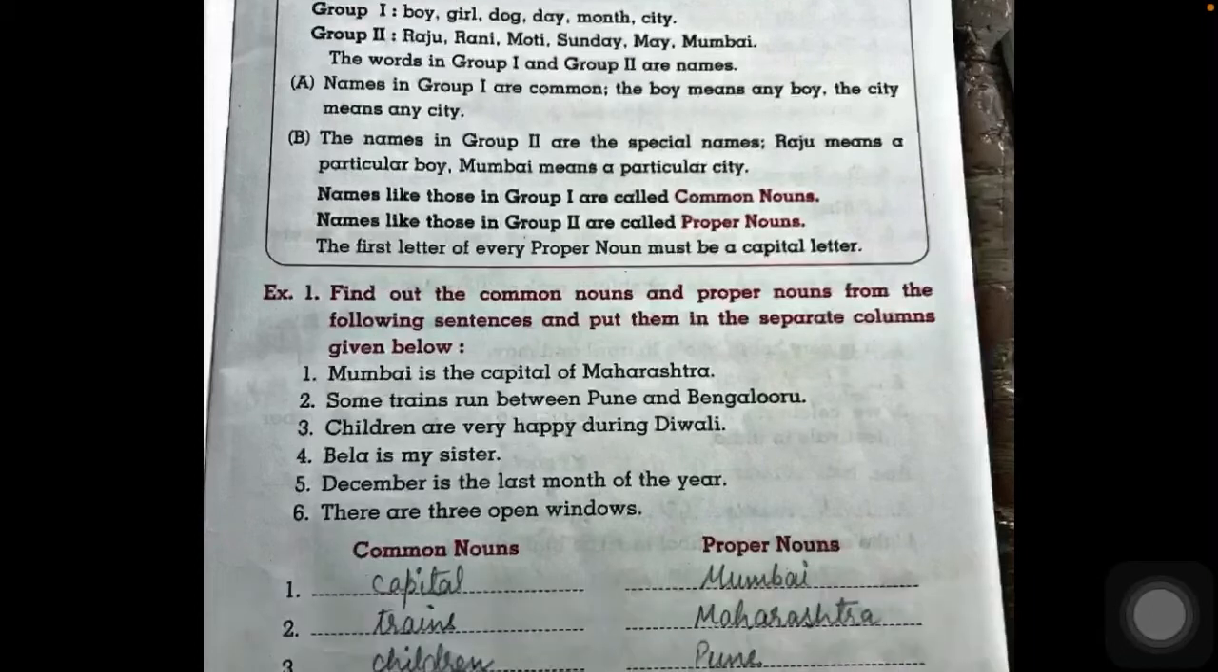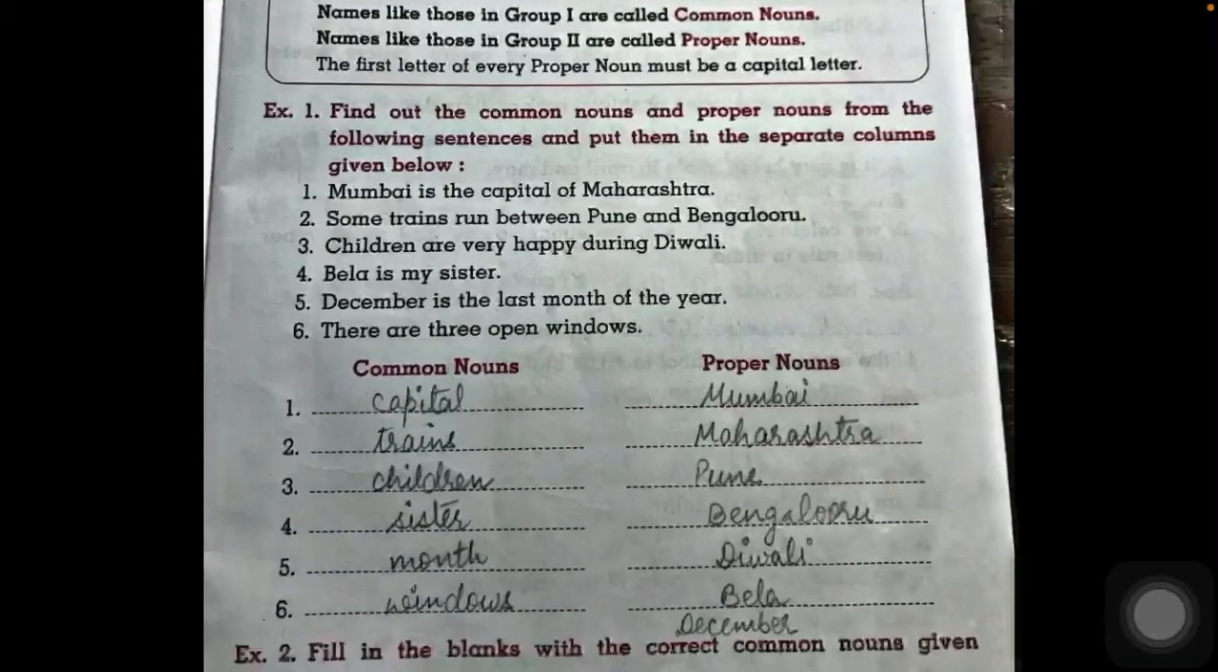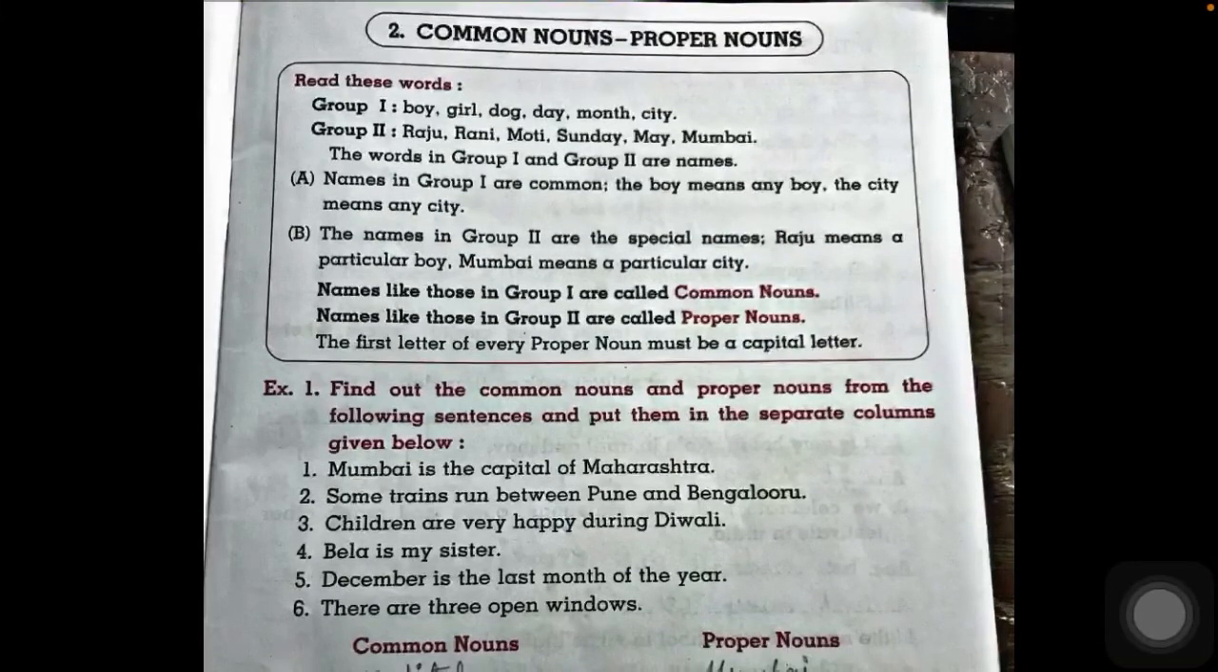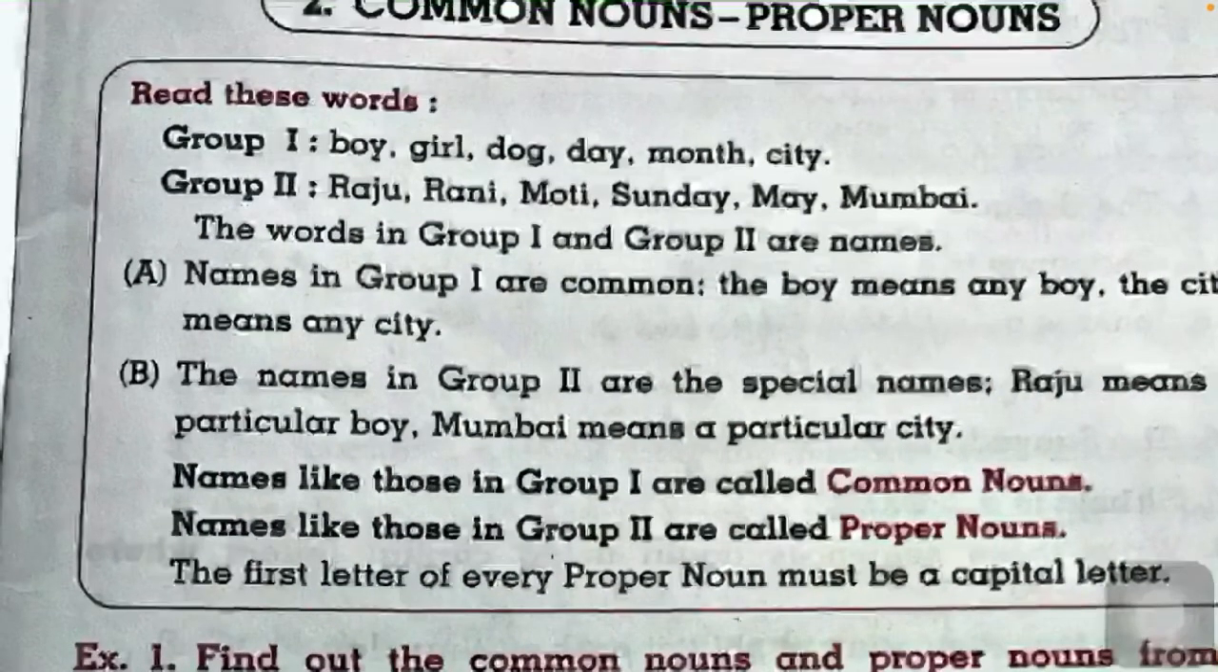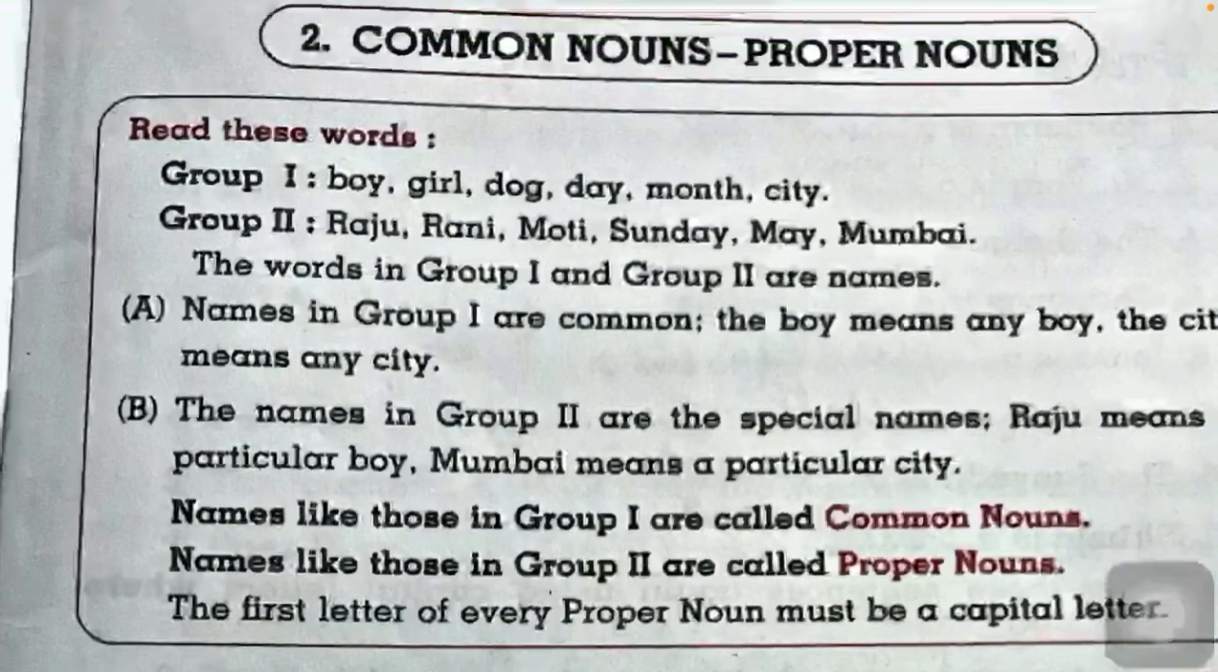So you have to choose the common noun and proper noun. You can see here group number 1: boy, girl, dog, day, month, city.